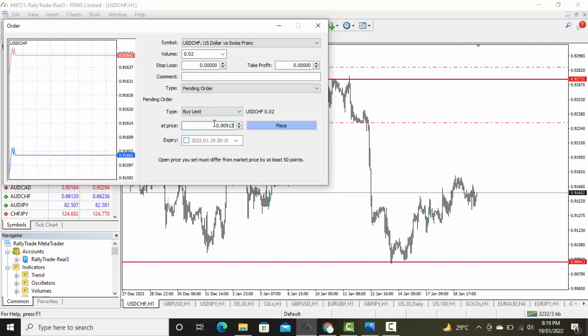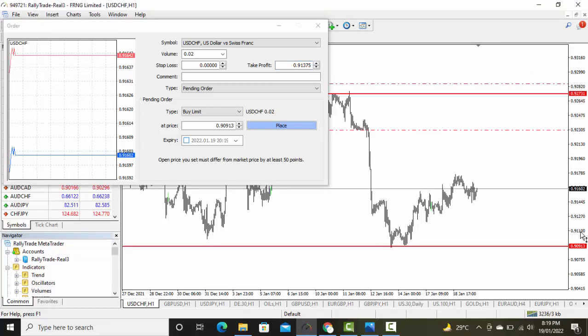That's the price I'm going to buy from in the future. And what's going to be my TP? My TP could be 0.91375. My stop loss is just going to be some few pips below this support.